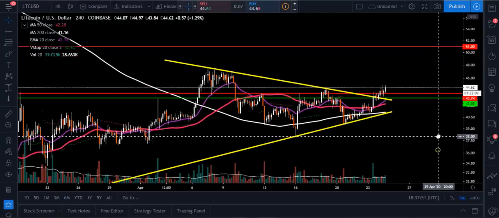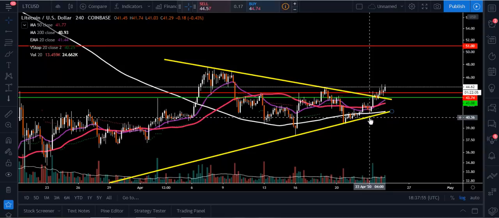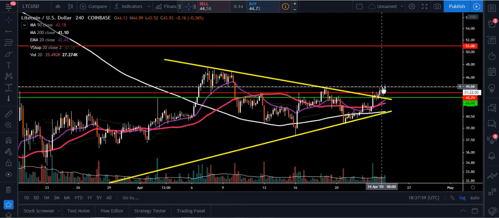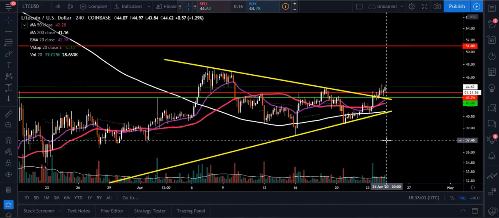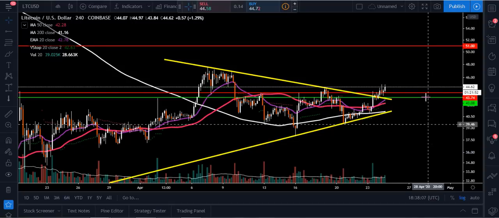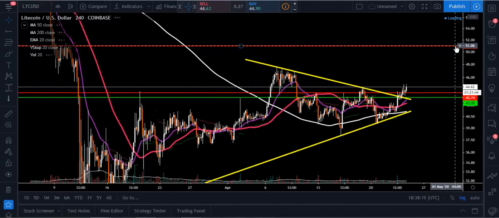So we're starting to break out right here of our symmetrical triangle that we've been in. We've been having higher lows and lower highs, and we started to break out right through this range right now. So what we need is heavier volume. Want to see volume continuously come in here, and if we can get a candle close above right where we're at now, that could take us up to around, guys, about $47. We would have a nice shot at getting up to that, and then it could be around that $51 here.